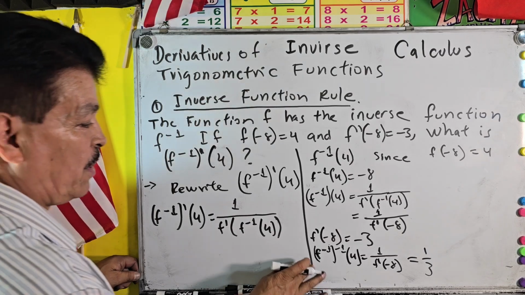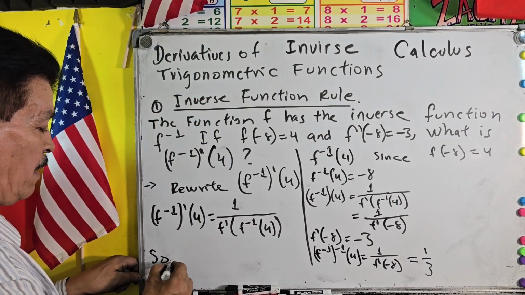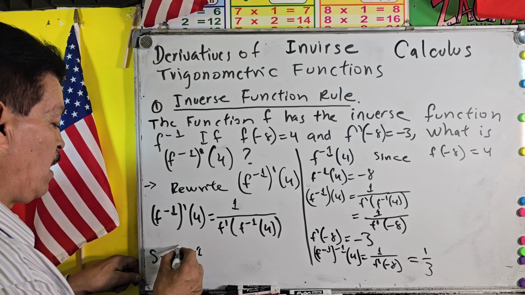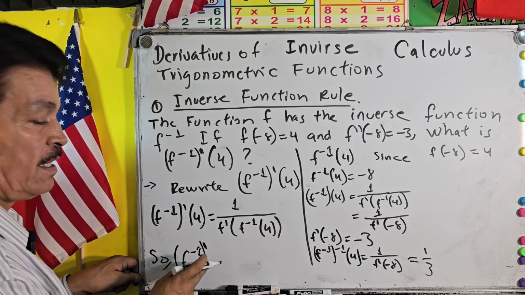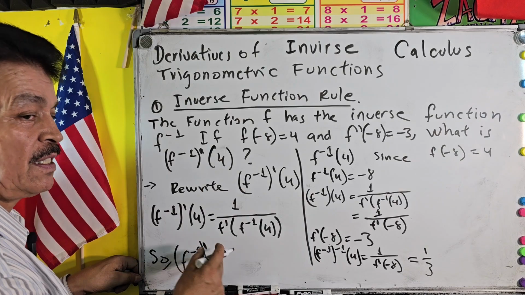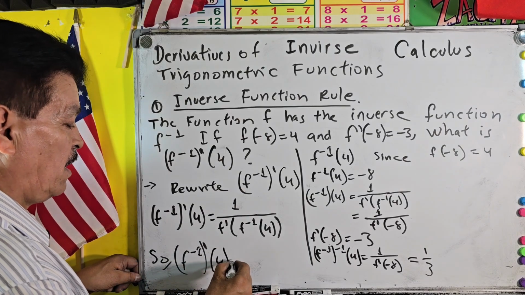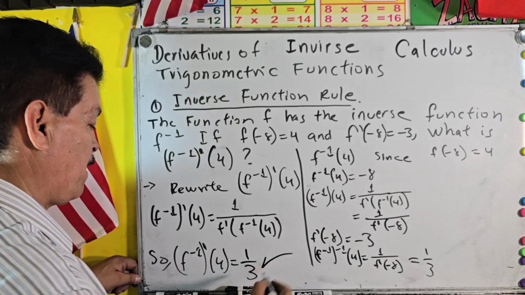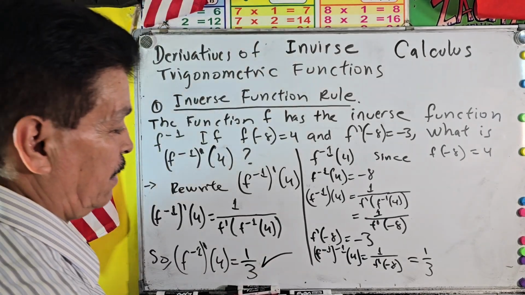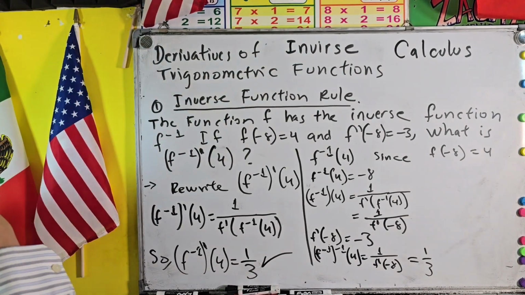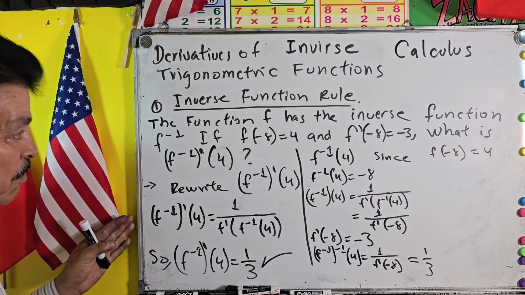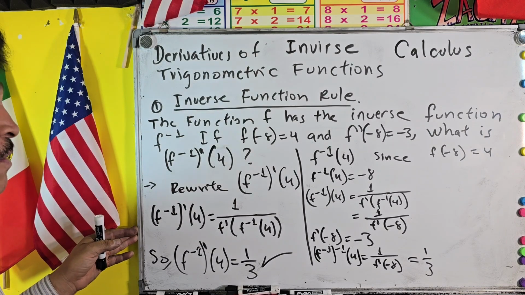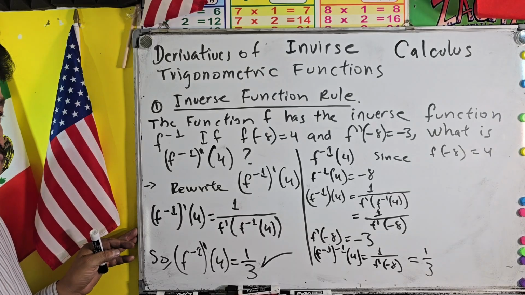So the answer to our problem, our conclusion, is that the derivative of f inverse at 4 equals 1/3. That's our answer. That's the solution for our problem. Just apply or substitute the formula. That's it. Don't be confused.